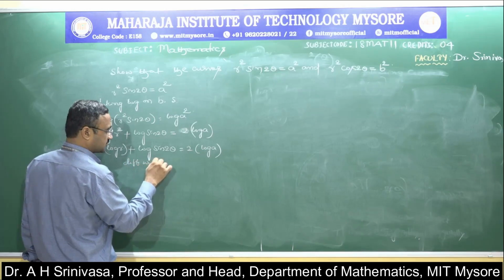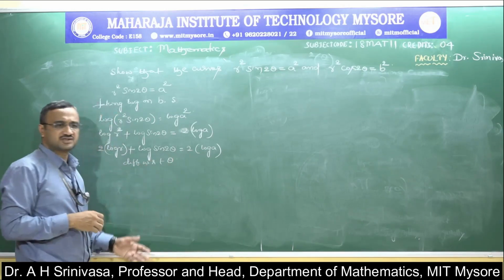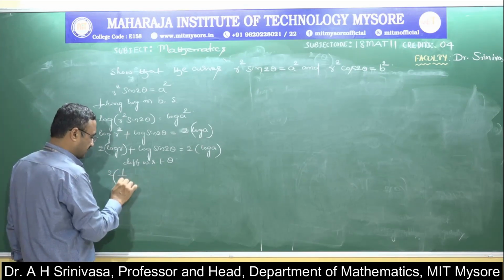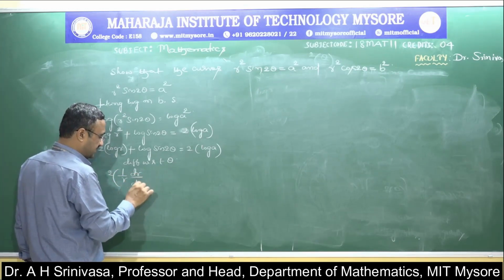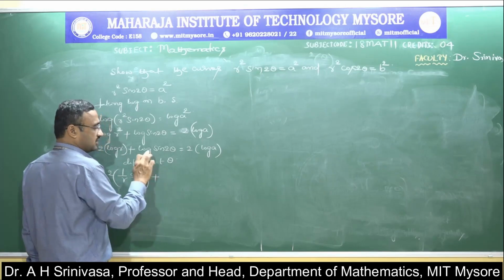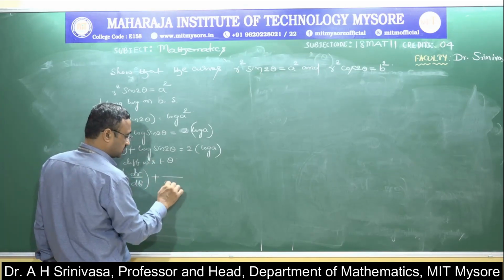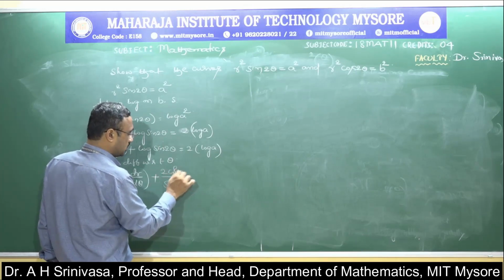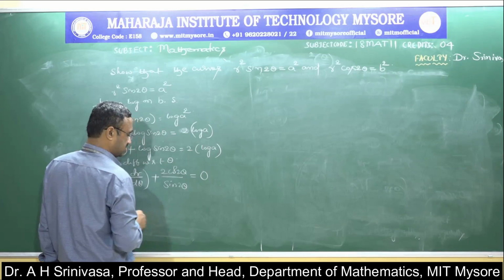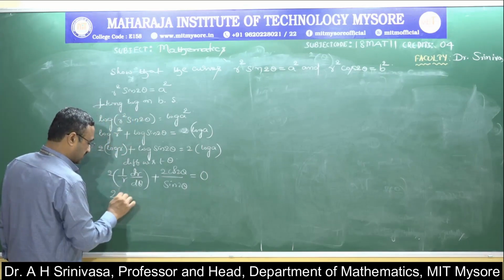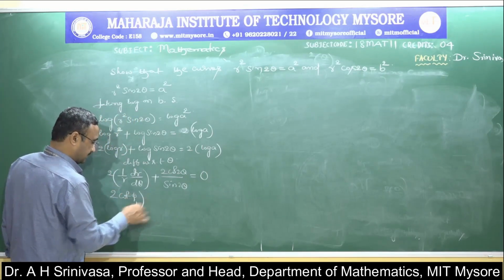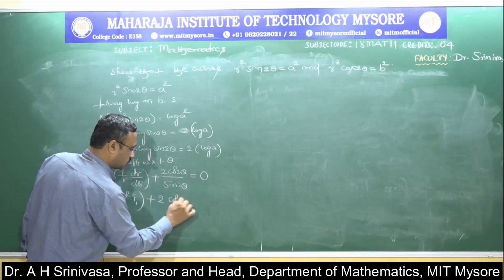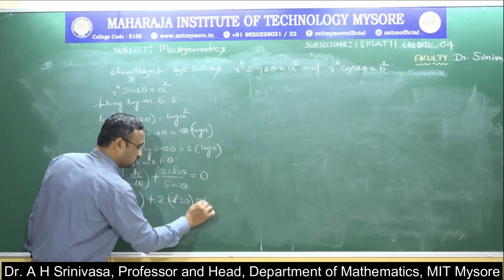Differentiate with respect to theta. Now I'm going to differentiate this one with respect to theta. We get 2 times 1 by r dr by d theta plus the logarithm function, that becomes sine 2 theta, you write it as it is. The differentiation of this one gives 2 times cos 2 theta equal to 0. Then 2 times cot phi 1 plus 2 times cot 2 theta equal to 0.